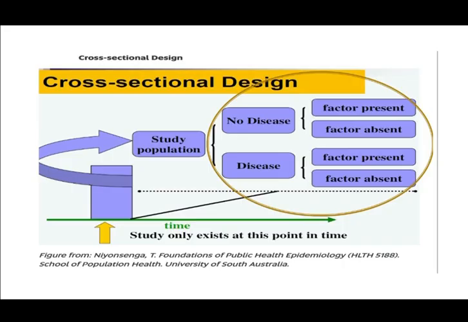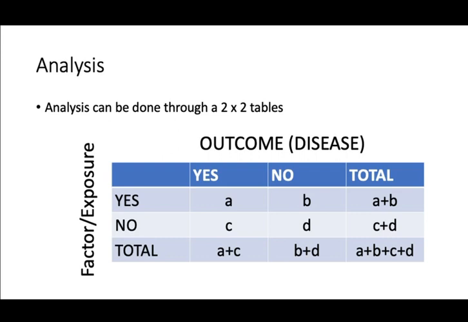This is another representation of a cross-sectional study. Take note that it can be used to determine disease burden and possible exposure, again taken at a single point in time. In cross-sectional studies, you don't influence the outcome. Cross-sectional studies can be analyzed using 2x2 table as shown with the outcome of interest cross-tabulated with the exposure.